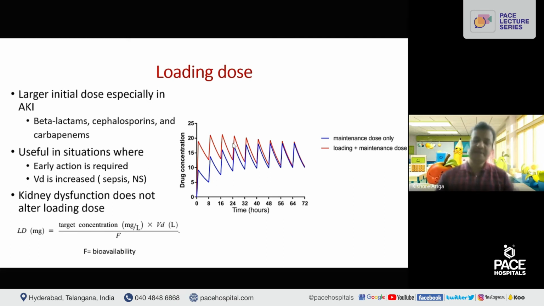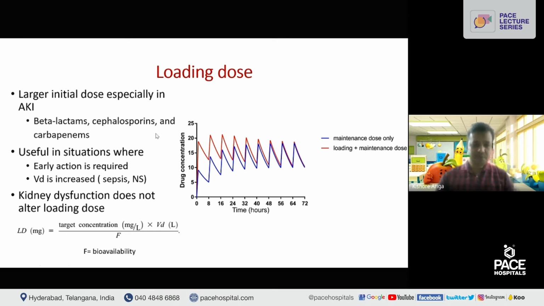What happens in kidney disease, especially in AKI, is there is increased volume of distribution. As the volume of distribution increases, the drug will be distributed more into the other tissues, so less of the drug is present in the plasma. In such cases, we may have to increase the loading dose by 25%, especially for antibiotics. The drugs which have that specific feature are beta-lactams, cephalosporins, and carbapenems, where the volume of distribution can be high in patients with AKI.